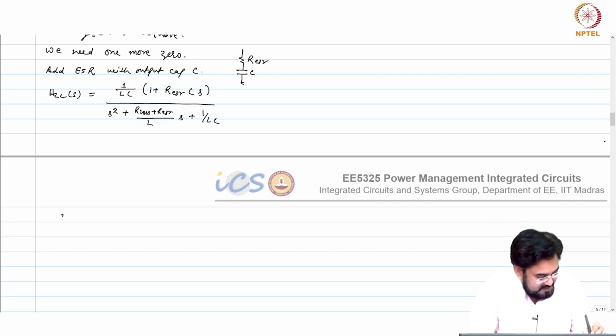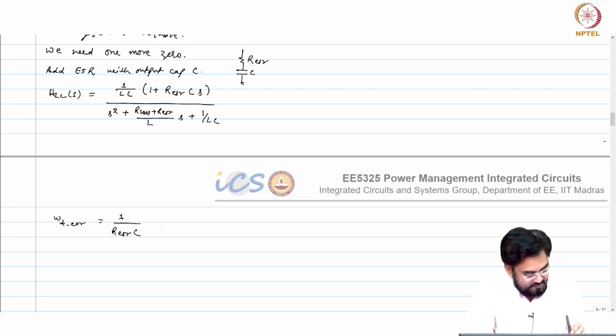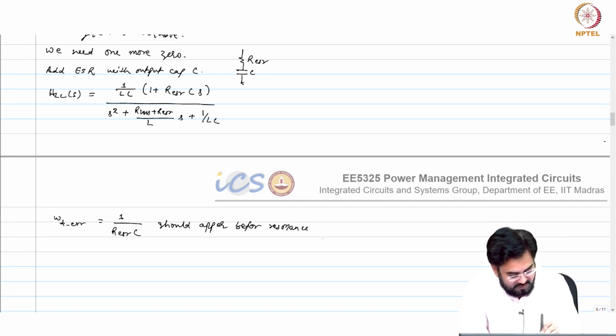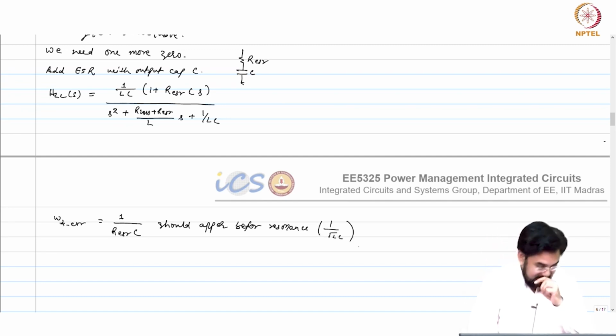Which means I will call it omega z ESR, equal to 1 over R ESR C, should appear before resonance, 1 over square root LC.